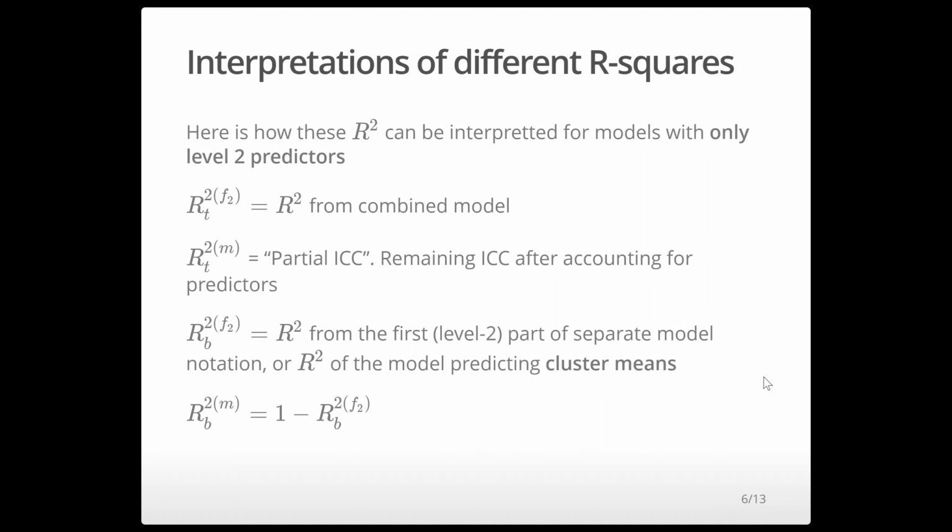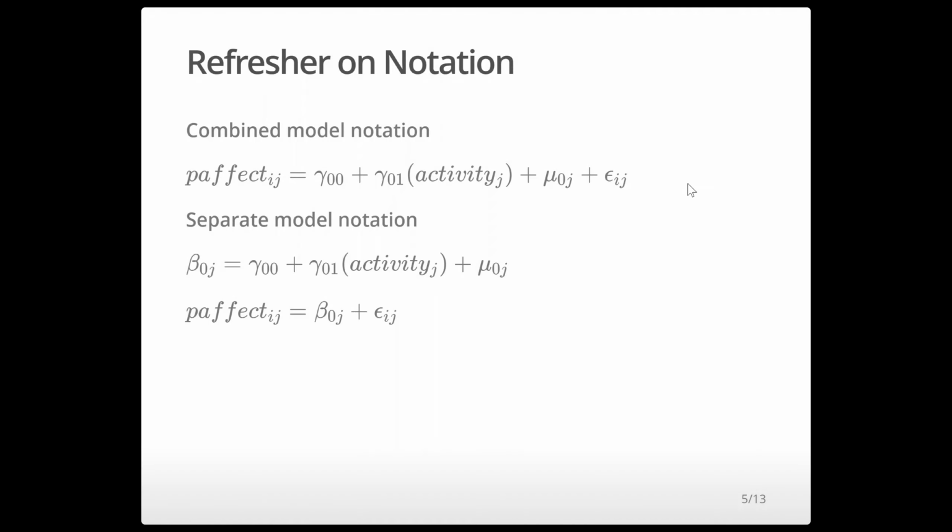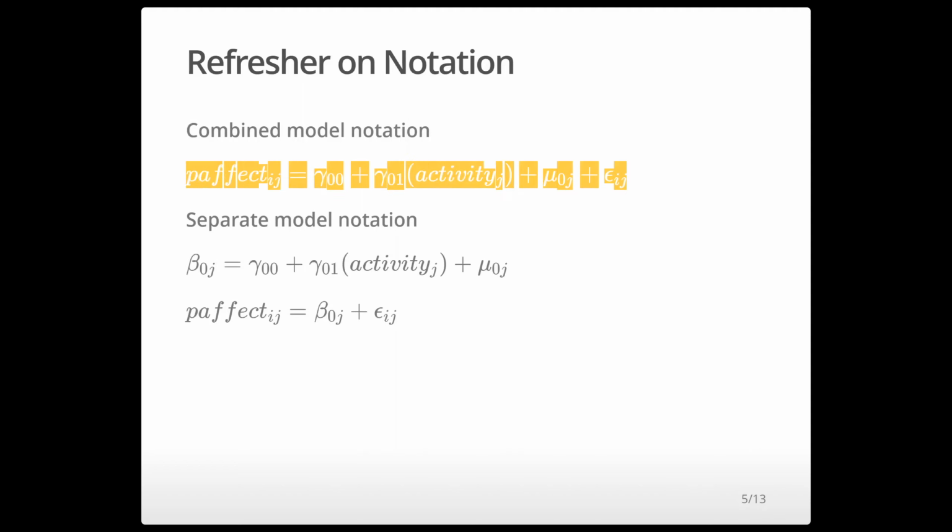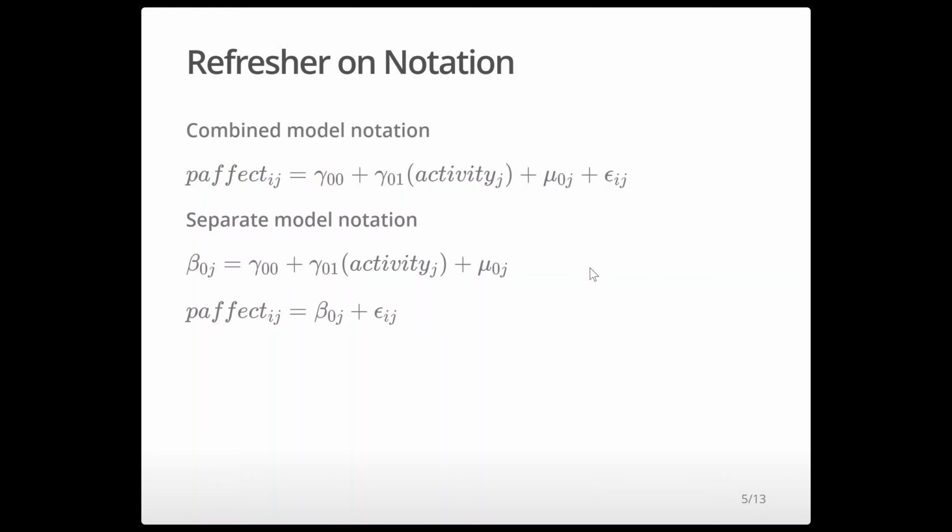And so we can use this to sort of think about the different R squares and what they mean. So the R squared with F2, which is the variance explained by the predictors, and then T, which is the total variability, we could think of sort of as like an R square for the total combined model. So it would be the R square when we think of the full model all at once.